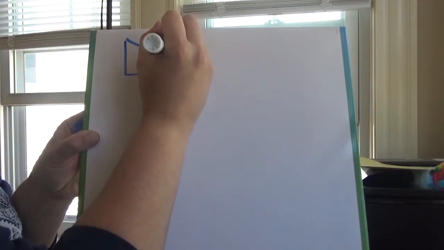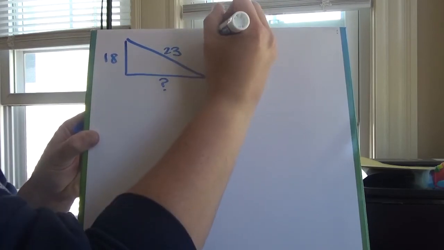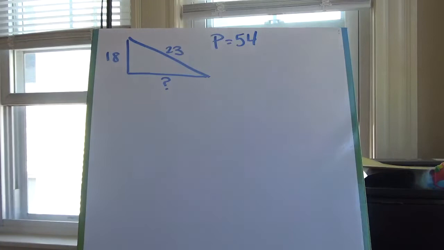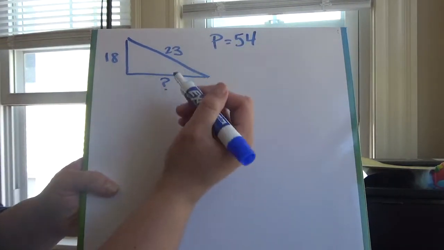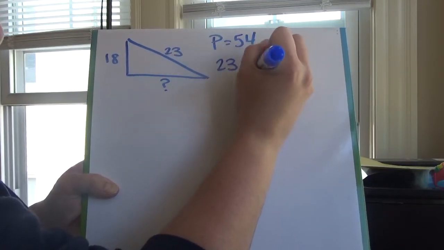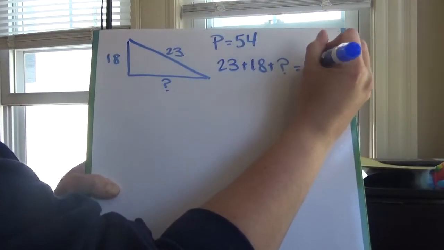We know that this length is 23, this length is 18, and this is a question mark. The total perimeter, though, is 54. P stands for 54. Because I know that when I'm figuring out my perimeter, I'm adding my three sides together, so 23 plus 18 plus question mark equals the perimeter, which is 54.